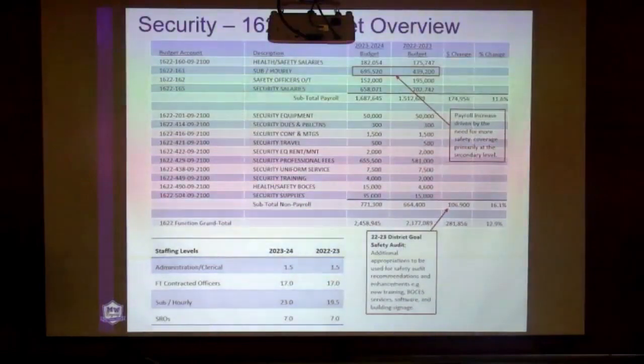They're largely paid, well, 6 of our 7 SROs are part-time safety officers that cover a full-time position. So there might be 2 part-time people that cover a building 5 days a week. So they're in that top budget code, 2,100, health and safety salaries? They're in security and professional fees right here, Dawn. So it's 1622429092100, right here. So 655,000 is where the SROs are.